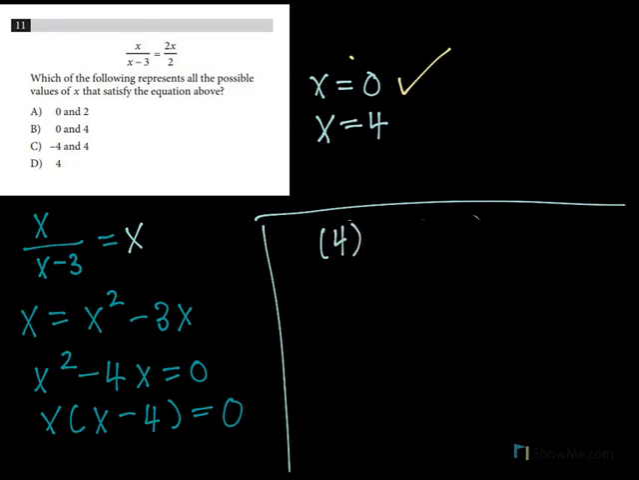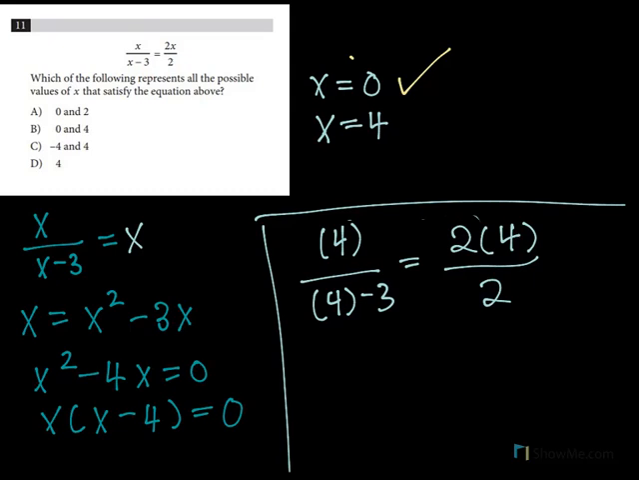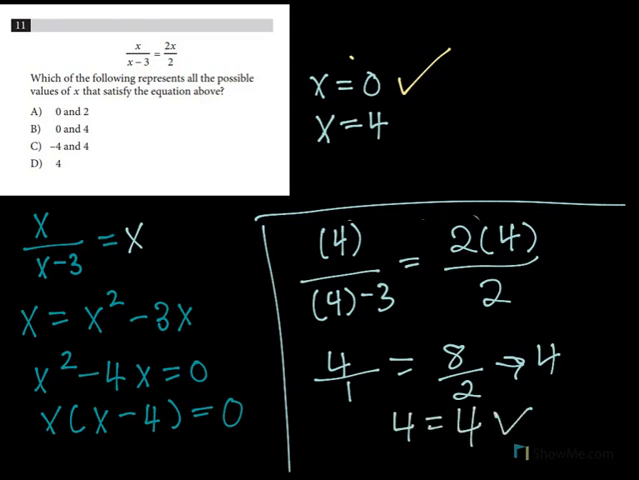And let's try for 4, and we just plug it in like last time. So 4 over 4 minus 3 equals 2 times 4 over 2. So 4 minus 3 is 1. So we just do 4 over 1 equals, and here it's 2 times 4 is 8. 8 over 2 is 4. So we would get 4 equals 4, which is correct. So we can mark x equals 4 as correct as well. So we would get our answer as B, 0 and 4.